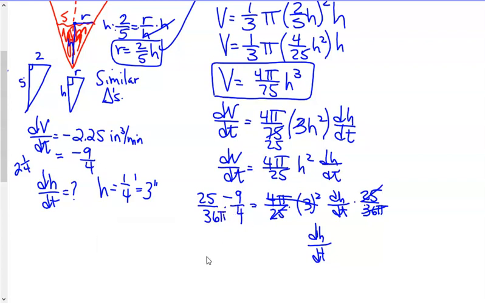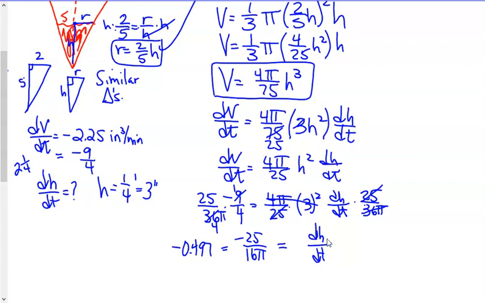And so what does that do? Oh, I forgot my pi, so we need a pi. 9 will go into 36 4 times, leaves me with a 1 on top, so this becomes a negative 25 over 4 times 4 is 16 times pi. So I get negative 25 over 16 pi. That is my dh over dt. So in exact form, that would be my final answer. But as a decimal, when you do this into your calculator, please make sure you get negative 0.497. That is the rate of change of the height in this cone for this particular problem.